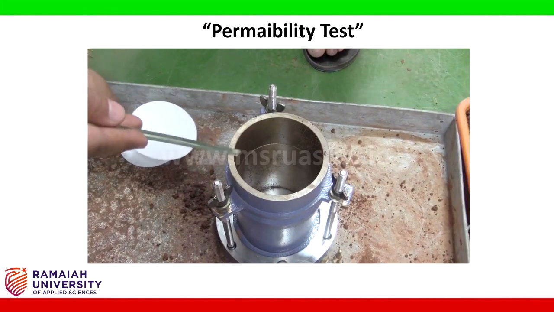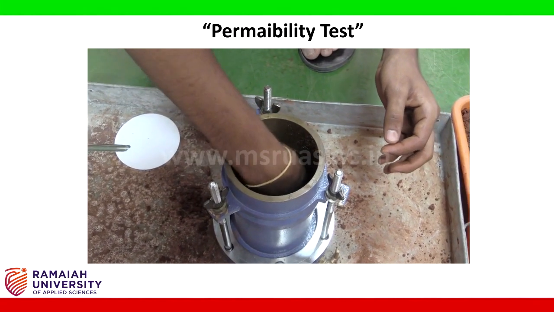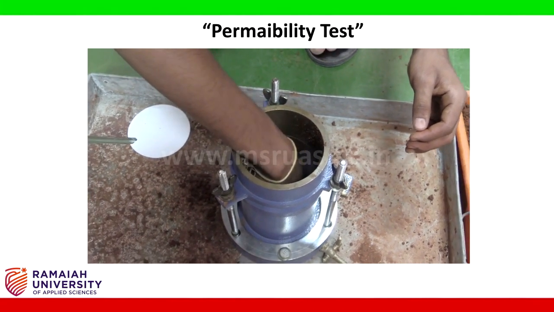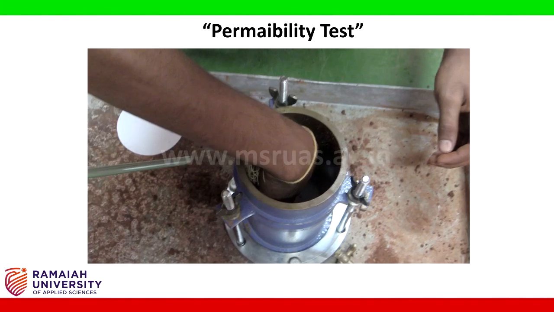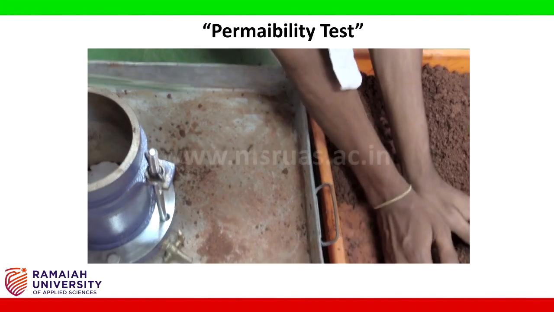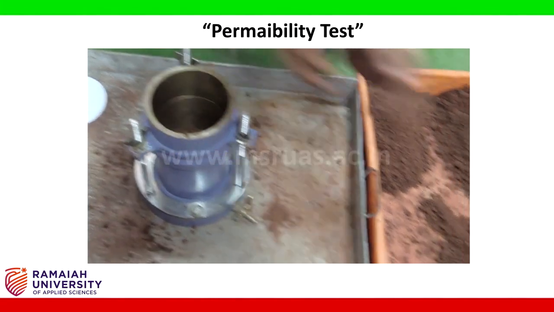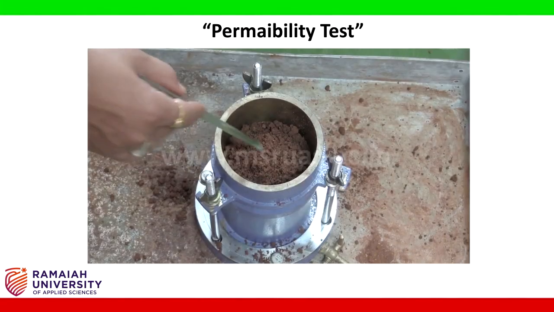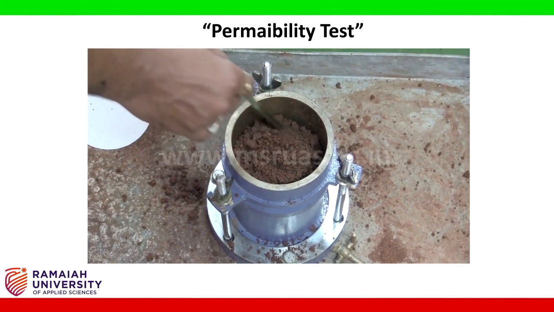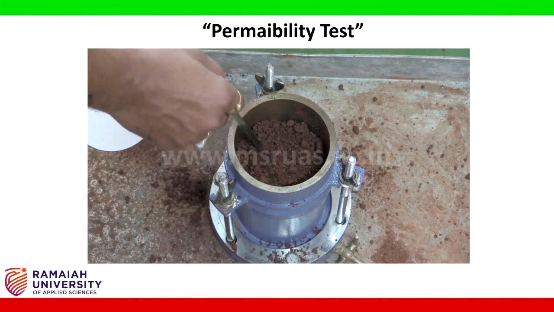Now place the filter paper at the bottom. And once it is placed, start transferring the soil into the mold in 3 different layers. The first layer is now being placed inside the mold. Make sure that the material is loosely placed evenly and having an even surface at the top.